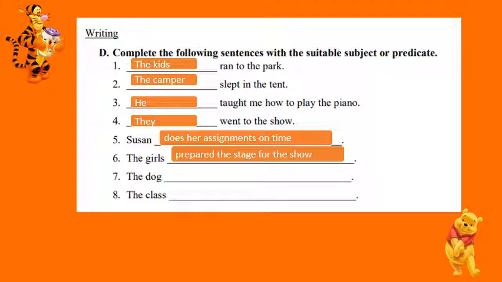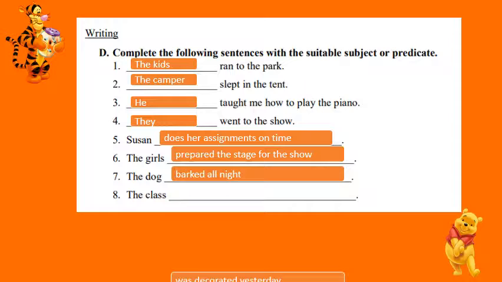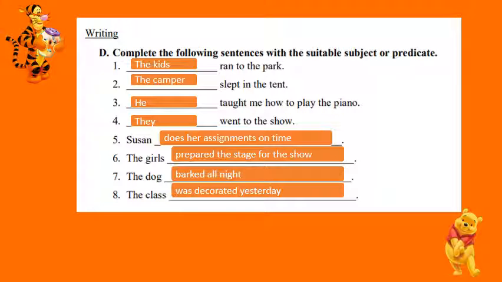7, the dog. What would the dog do? The dog barked all night. Number 8, the class. The class was decorated yesterday. So I chose to write that the class was decorated yesterday. Simply, the class is closed for the rest of the week. It's up to you. You can write your own answers. Don't worry.